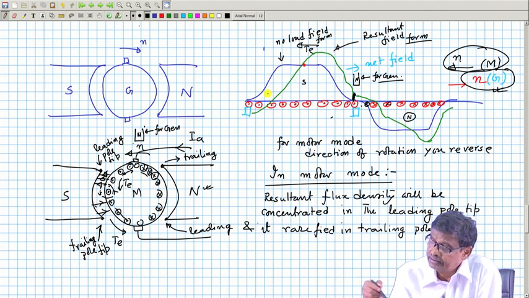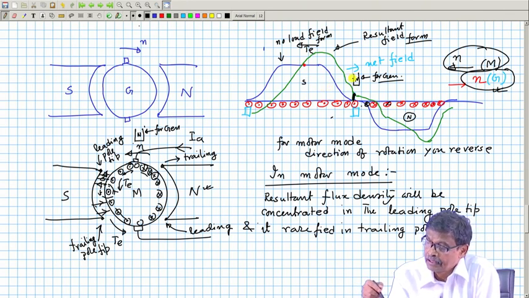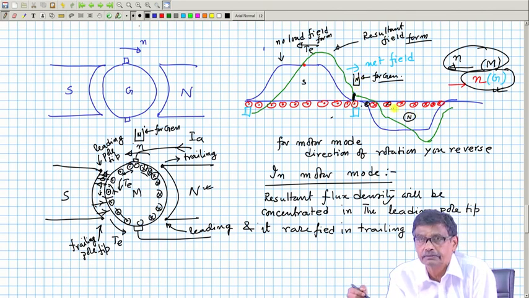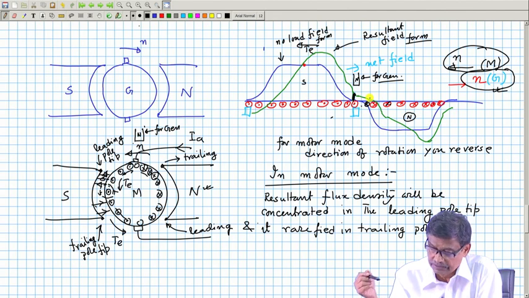As you can see, in generator mode the polarity of the interpole should be the same as the main pole ahead, but in motor mode the direction of rotation is right to left. As the conductor moves, the polarity of the interpole of course remains the same. So, it is the same as the main pole behind, which is being left behind. This you must understand.